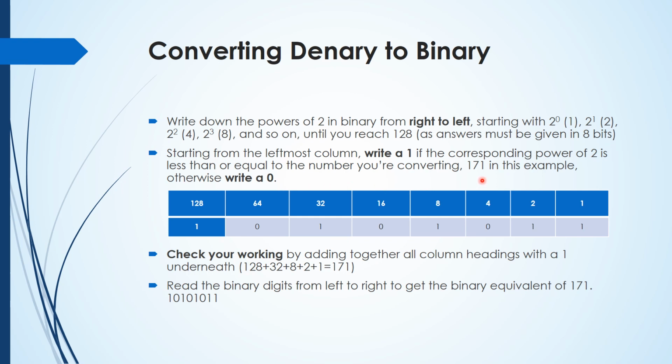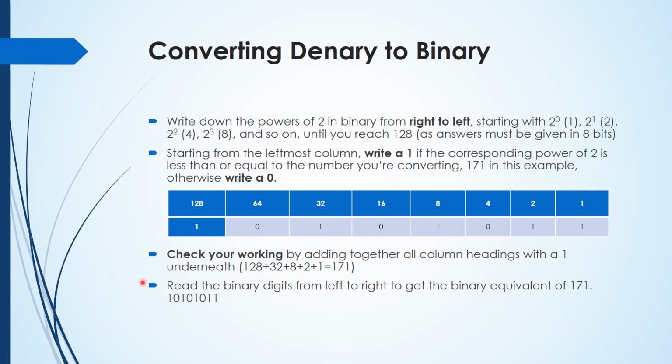So see, we have to represent 171, so its closest number is 128. We are going to make it 1 for 128, then subtract 128 from 171, and we get 43. 43's closest number is 32. So let's make it 1, and then the next closest number is 8, then 2 and 1.